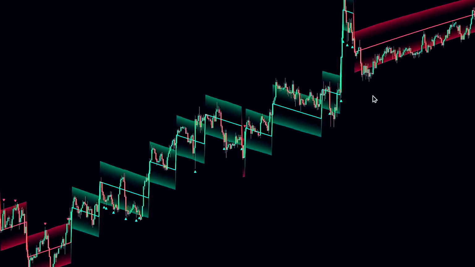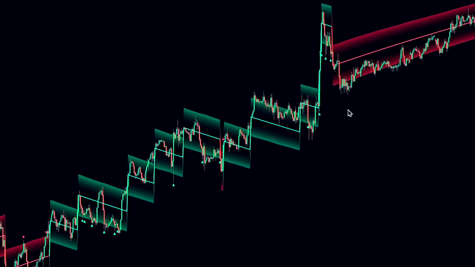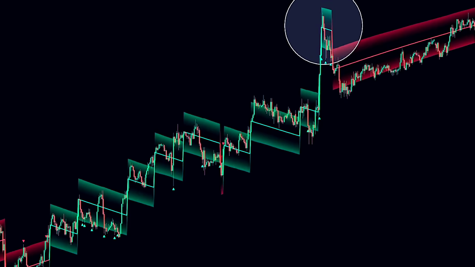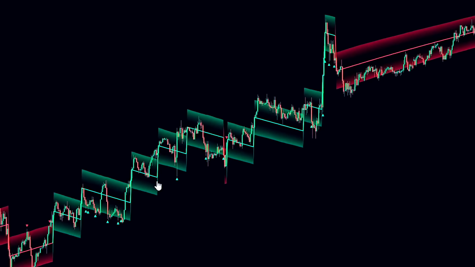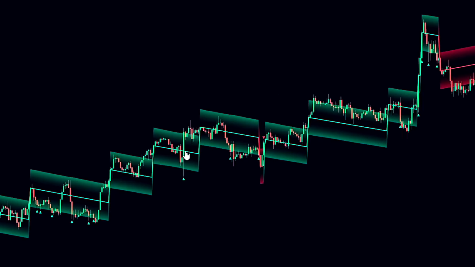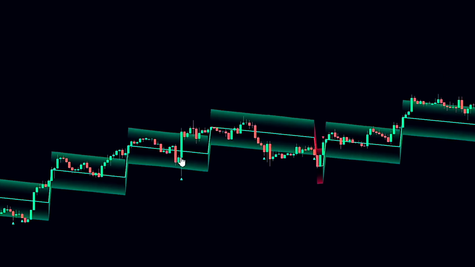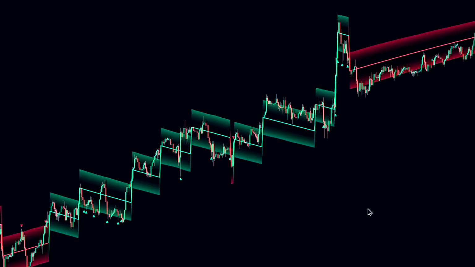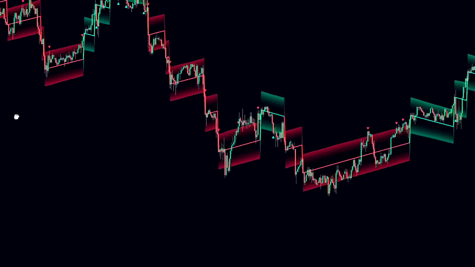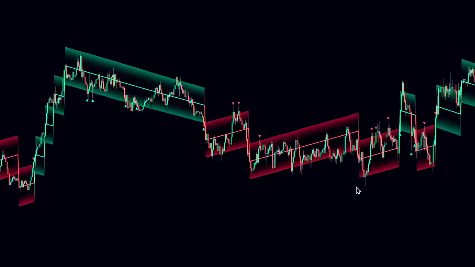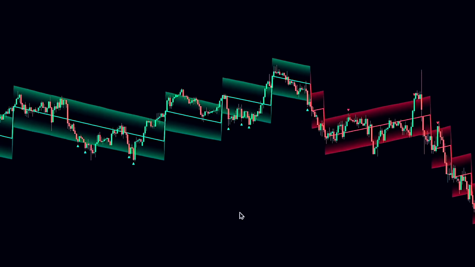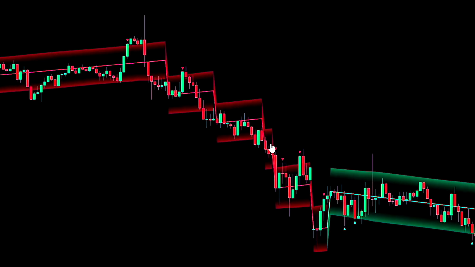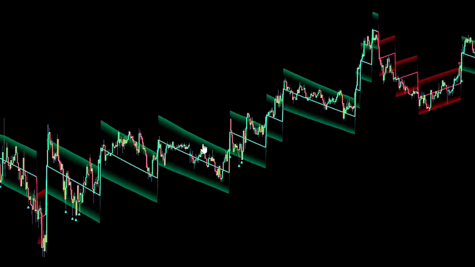But here's the key. These pauses don't always mean the trend is over. More often than not, they're just temporary breaks before the next wave kicks in. It's the classic rhythm of impulse, pause, and another impulse. This indicator is designed to capture that rhythm. By tracking clear steps and highlighting those pauses, it helps you sync up with the market's natural flow and potentially find solid entry opportunities.